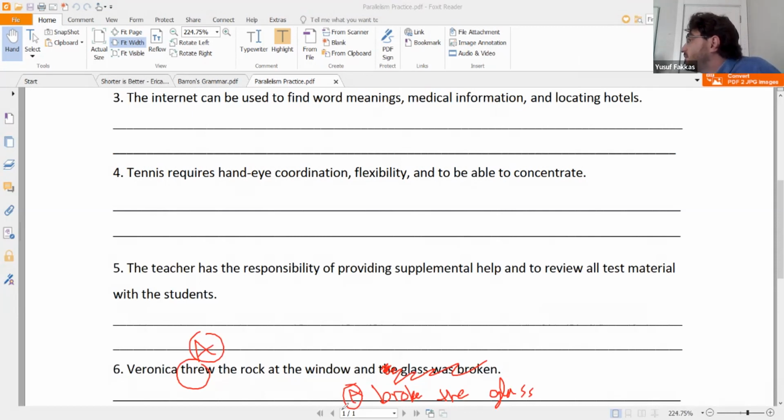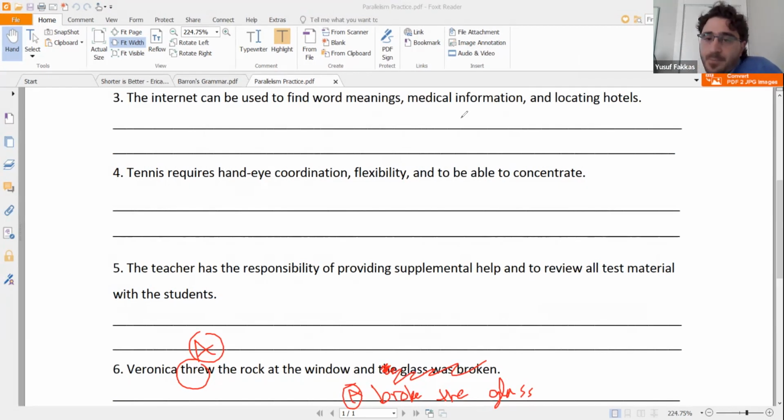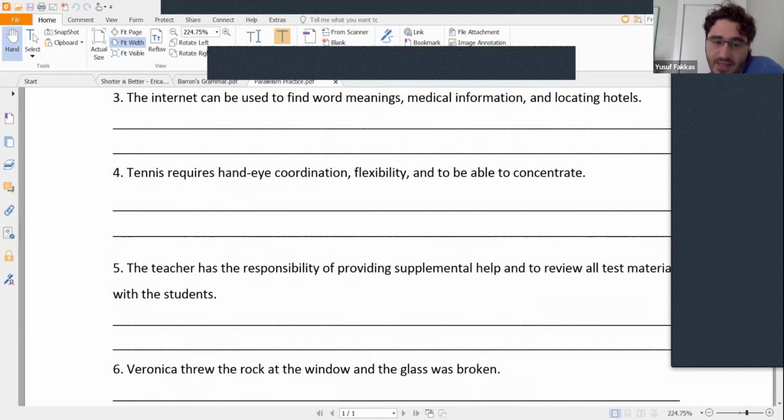What? The rock was thrown. In the previous lesson, what did we say? If you have active or passive, which one should you choose? Active. Okay, that's why we made it both active: She threw the rock and broke the glass. Okay, so now, guys, very quickly, let's do the other ones that we have here.